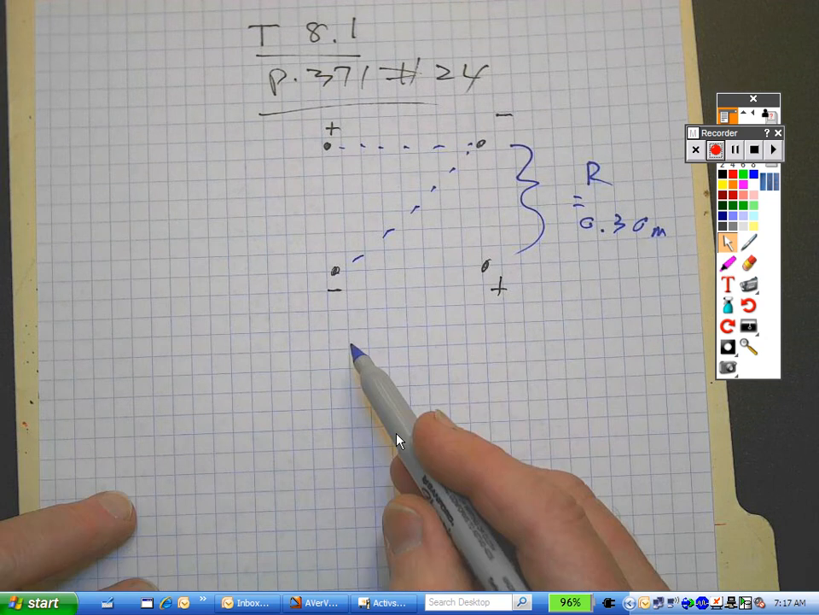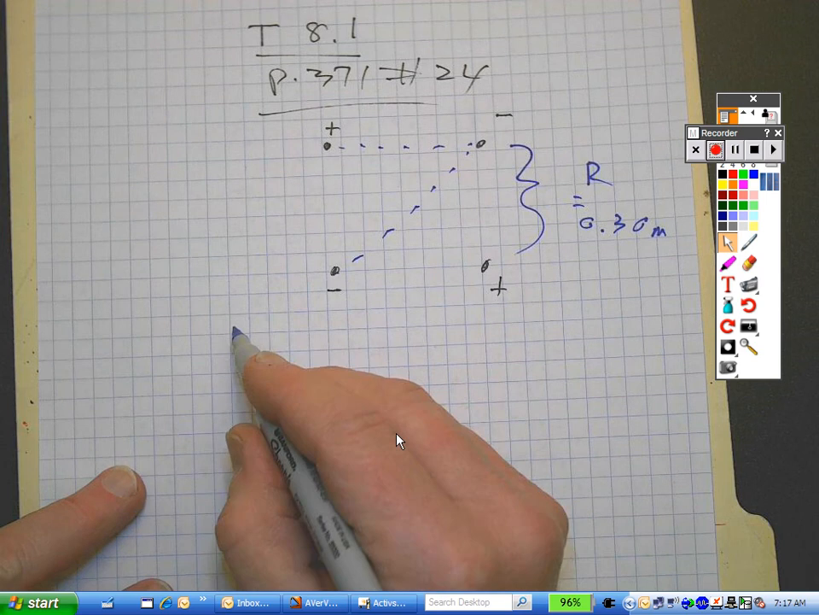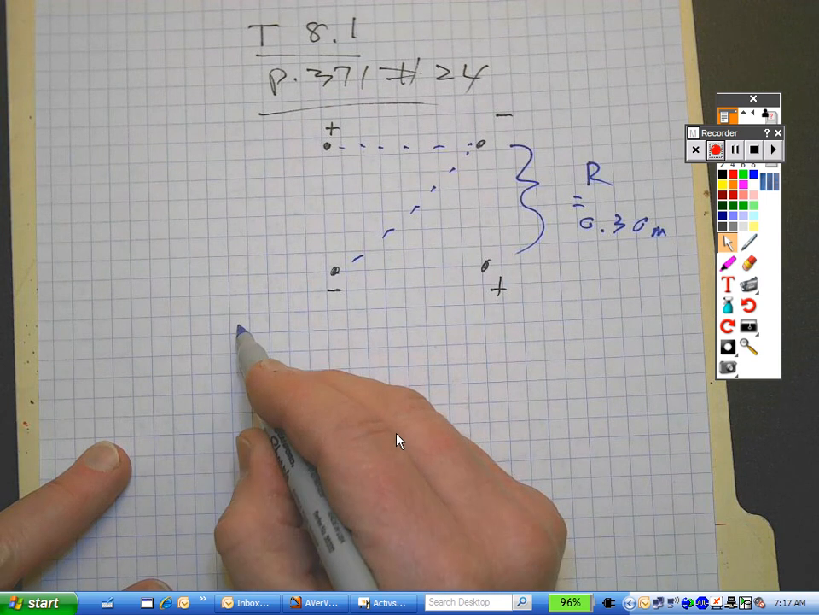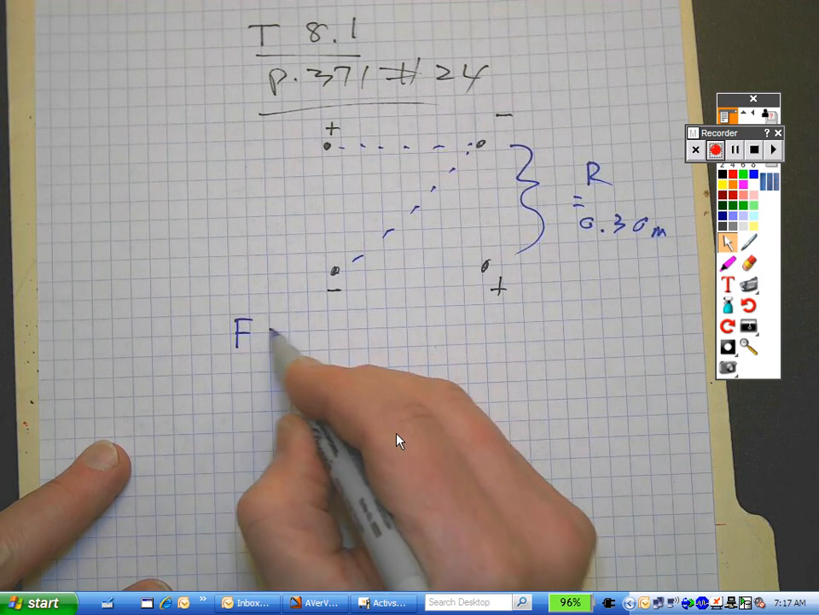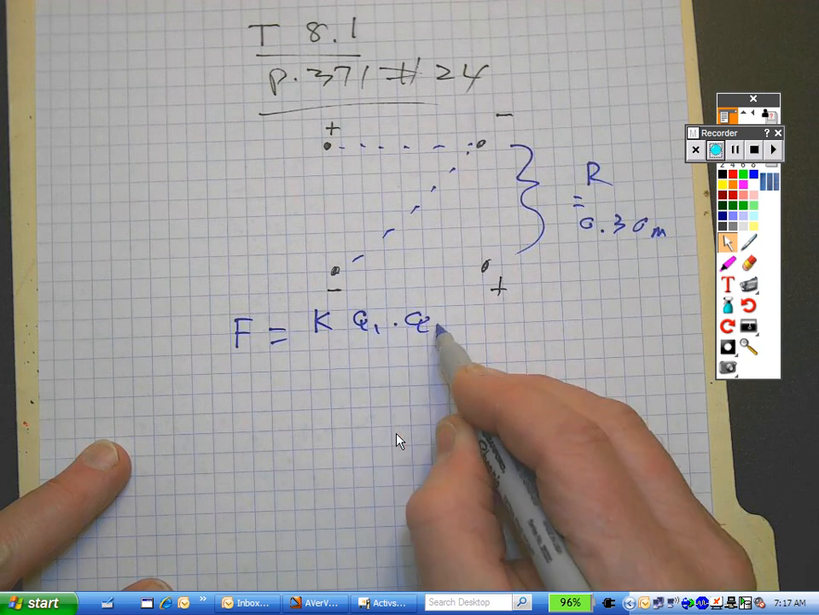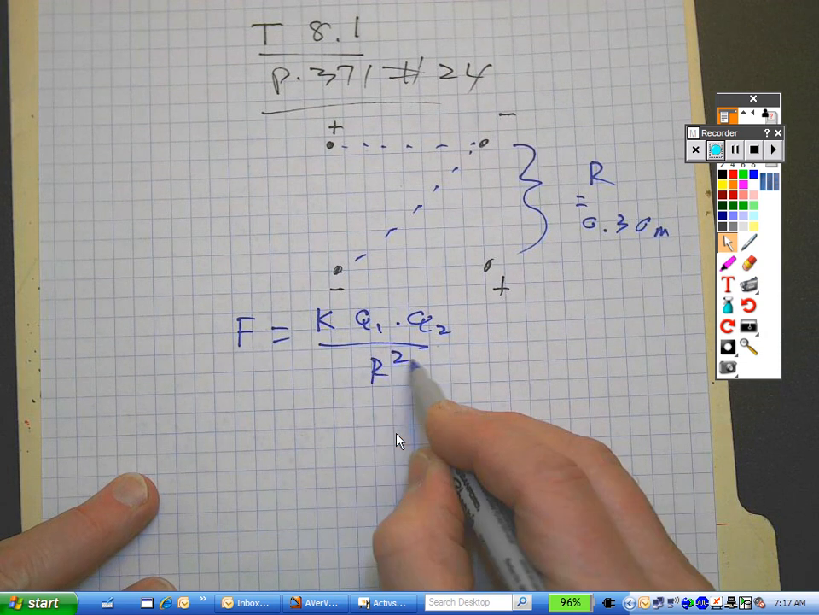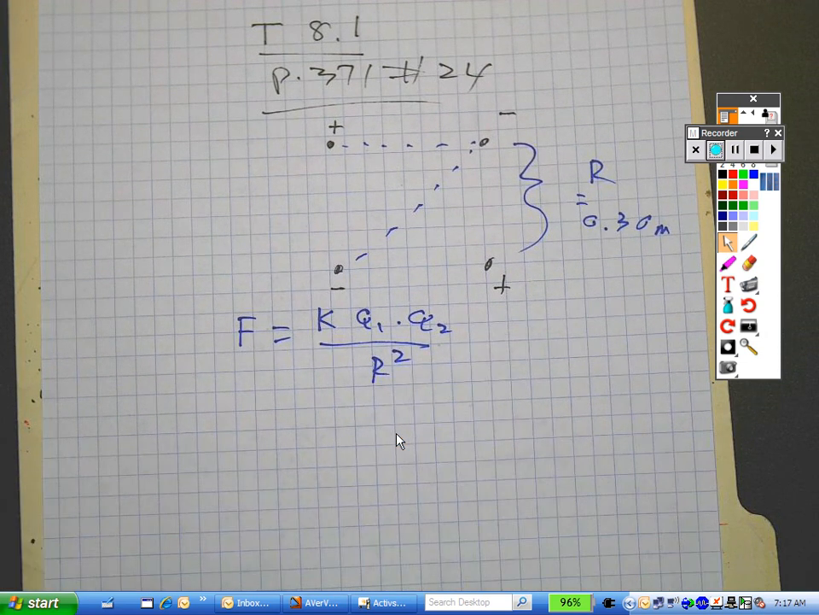And the rest of this is basically just asking for the net force, which means you're going to add vectors together. So you'll use F equals k times q1 times q2, of course, the charges are the same, divided by r squared, and do that multiple times. I believe you will have great success in this problem.